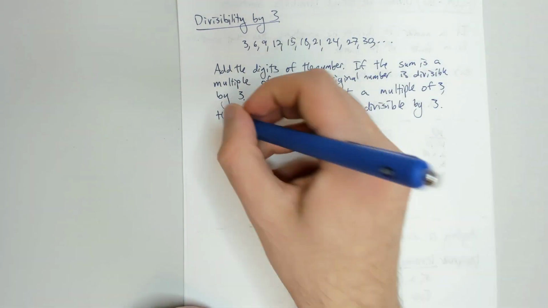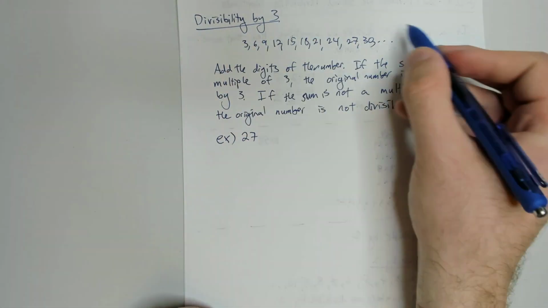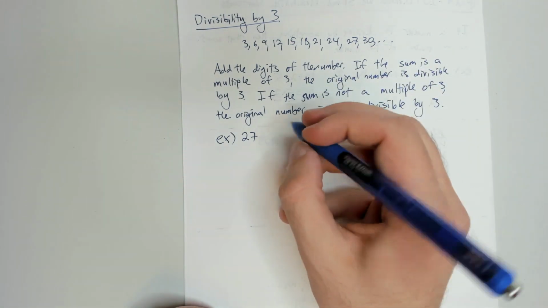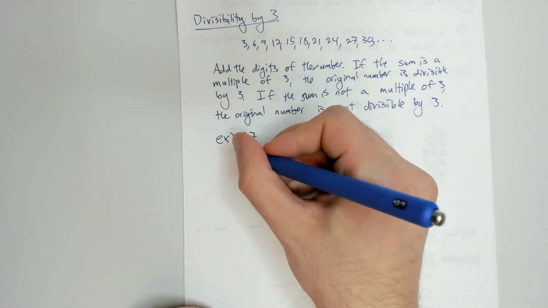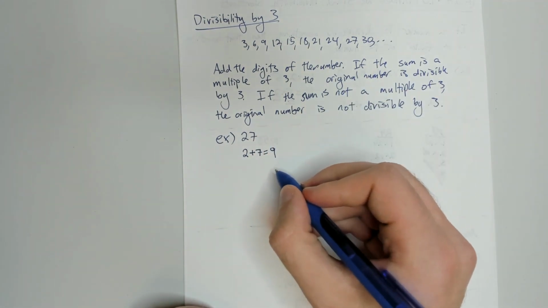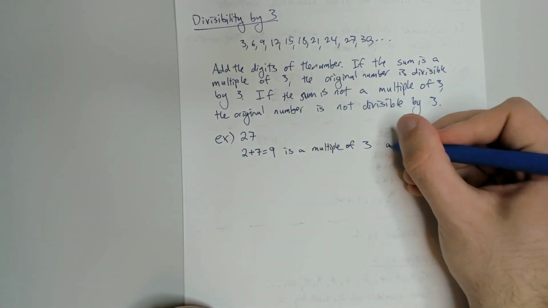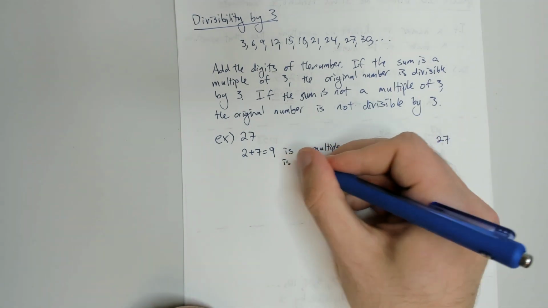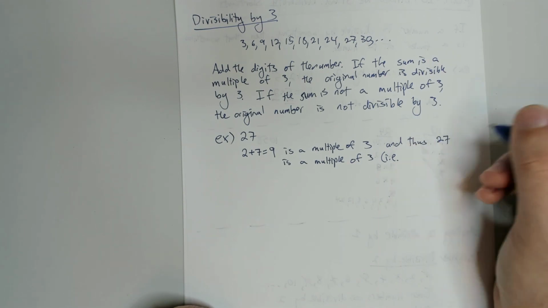All right, so let me clarify what I mean by this with some examples. So let's look at 27. Now 27 in this list, it's a multiple of 3, so it's divisible by 3, right? But we can also check that by looking at the digits. So the digits are 2 and 7, and adding them together, 2 plus 7, that's 9. Is 9 a multiple of 3? It is. So 9 is a multiple of 3, and thus 27 is a multiple of 3, or it is divisible by 3.